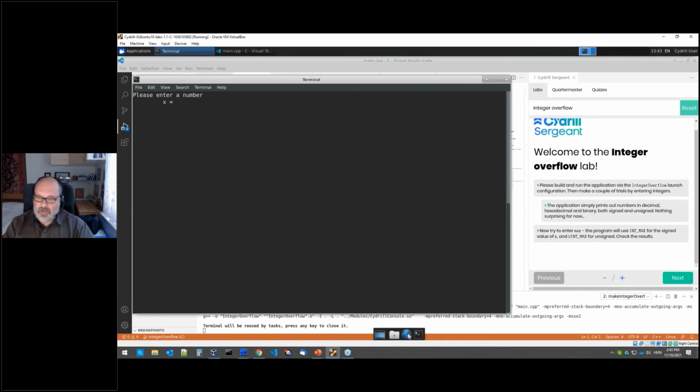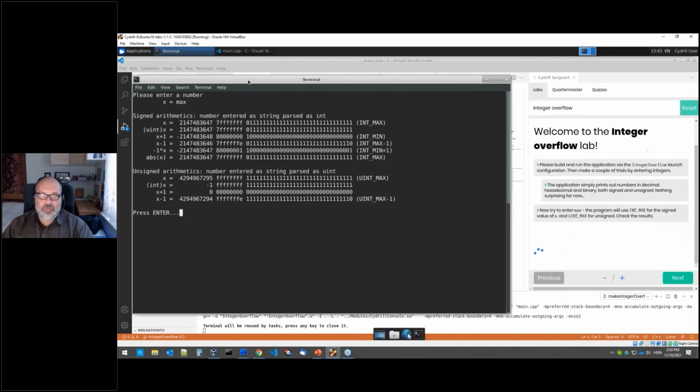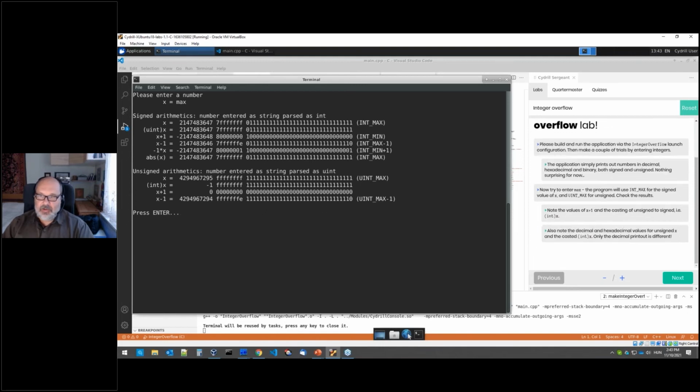Now, if I enter max, so that we don't have to know by heart what the int max is, which will basically be max int, this is the value, so 2 billion and something. What is surprising, I mean, it's not that surprising, as I said, but where we cross the red line is when we print out x plus 1. X plus 1 is actually a negative number.